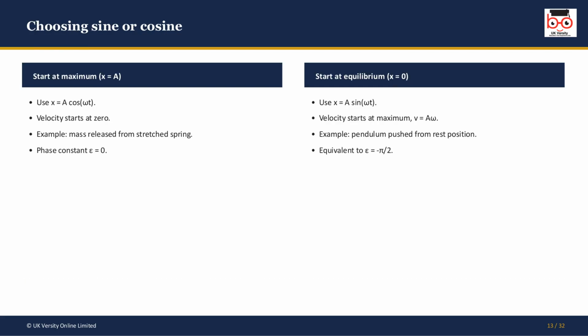How do you decide whether to reach for sine or cosine? It comes down to where the motion starts. If the object begins at maximum displacement, use A times the cosine of omega t. The velocity starts at zero, and the phase constant epsilon is zero. Think of a mass released from a stretched spring. If instead the object starts at equilibrium, use A times the sine of omega t. The velocity starts at its maximum value of A times omega, and that's equivalent to a phase constant of minus pi over 2. Think of a pendulum given a push from its rest position.